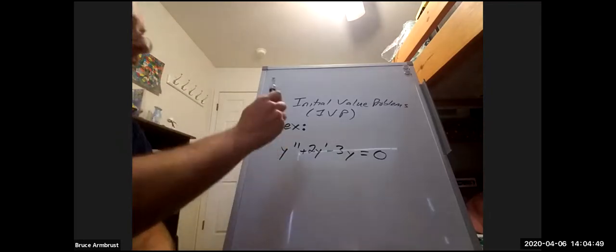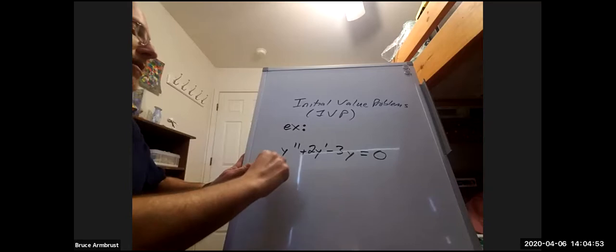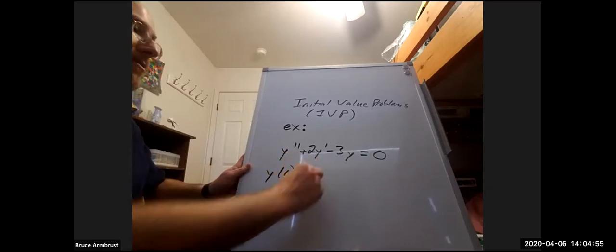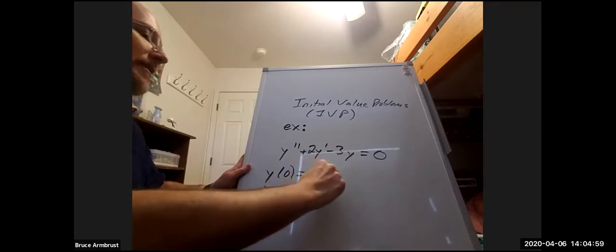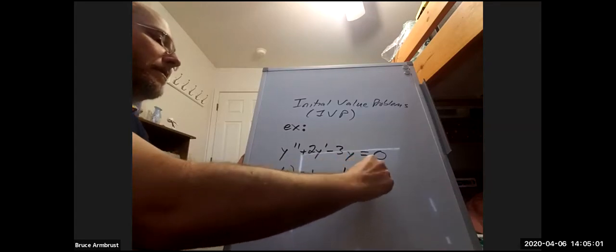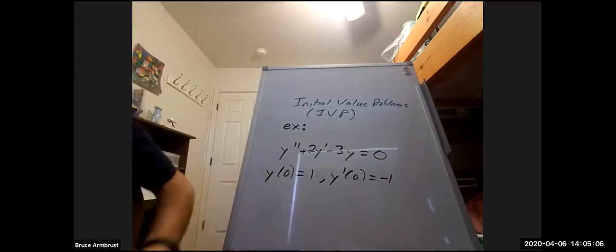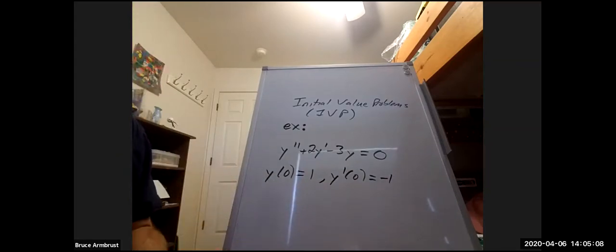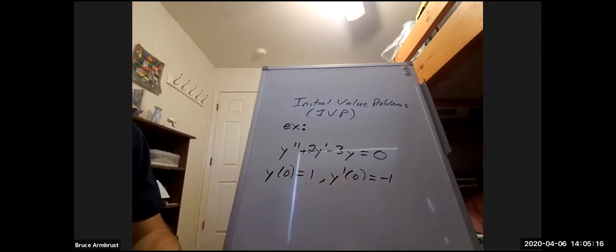And I'm going to tell you that what we know about this are a couple of things. We know that y of 0 is equal to 1, and y prime of 0 is equal to negative 1. So this is also a little bit different because now there are two pieces of information that I'm giving you.